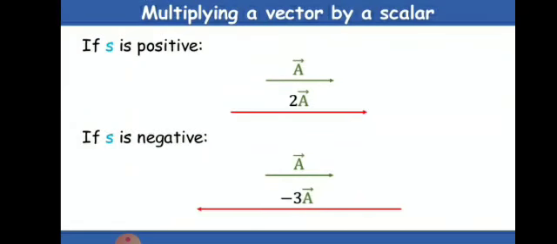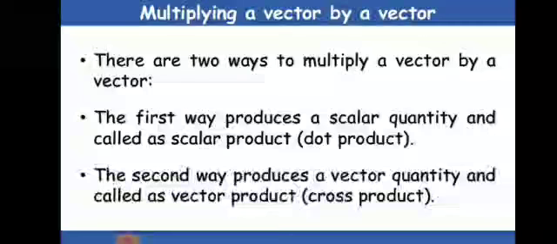If S is positive, then the direction is the same as the direction of vector A. So here 2 represents the absolute value, that into vector A. If S is negative, then the direction is exactly opposite to vector A. Multiplying a vector by a vector: there are 2 ways to multiply a vector by a vector. One is a dot product, another one is a cross product.